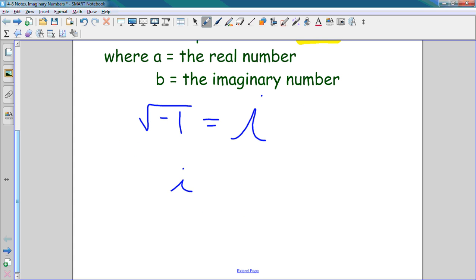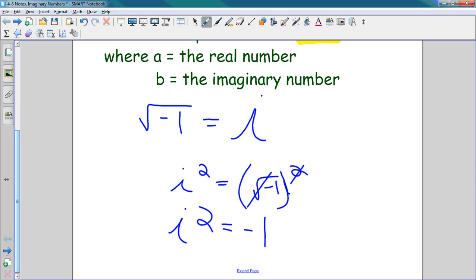What's i squared? i times i, yes. i squared, two i's. Well, what is i? i is the square root of negative 1, right? So don't you just take the square root of negative 1 and square it? What's the square root of negative 1 squared? Negative 1. Don't the square root and the square root cancel out? So you need to know that i squared is negative 1. Okay. Sure. i squared is negative 1.